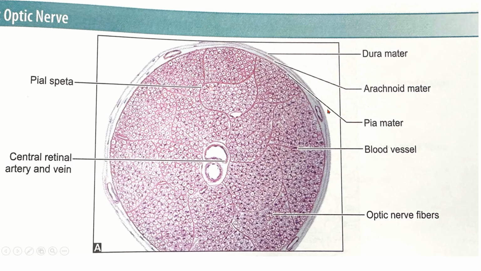You can see here, this is the dura mater, this is the arachnoid mater, and this is the pia mater. You can see this pial septa coming into the substance of the optic nerve, separating the fiber bundles. Usually this would be the perineurium in a peripheral nerve, but here it is the pial septa. And in the center you can clearly see the central retinal artery and vein.